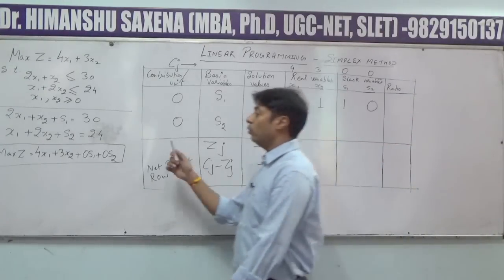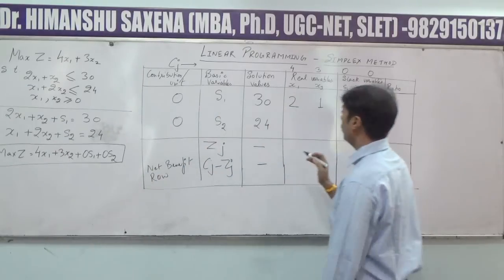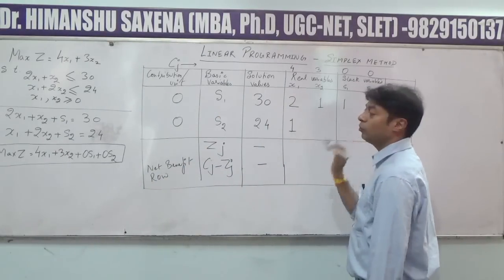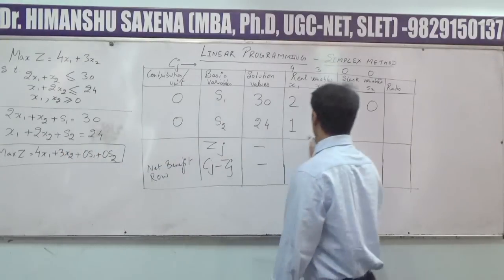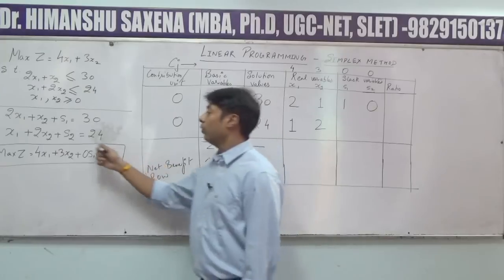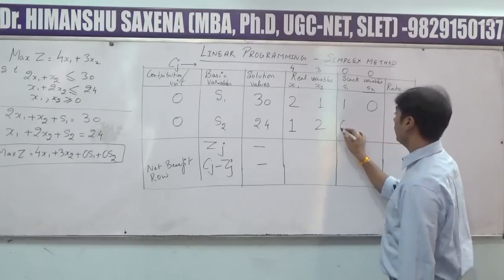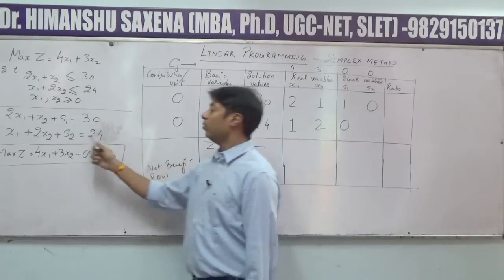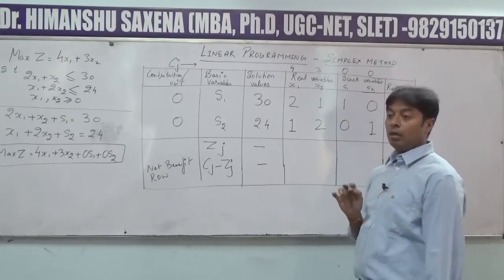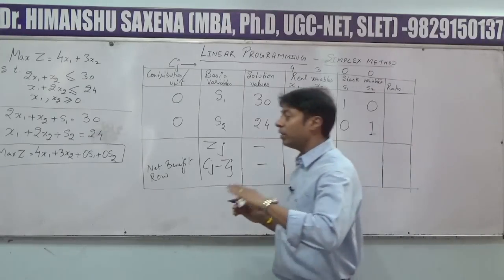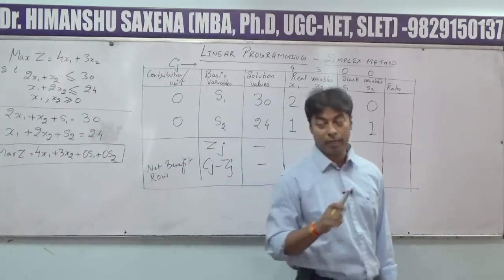Similarly, we move on to the second equation. In the second equation, the coefficient of x1 is 1, while the coefficient of x2 is 2. Now s1 is not there, so the coefficient of s1 will be 0 and the coefficient of s2 will be 1. So what we have done is just placed the coefficients of these two equations, right?